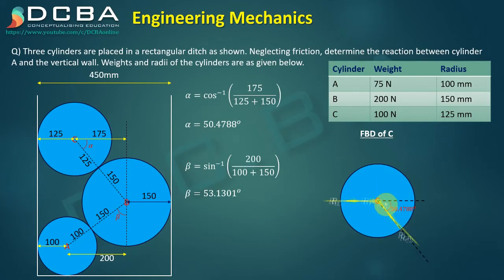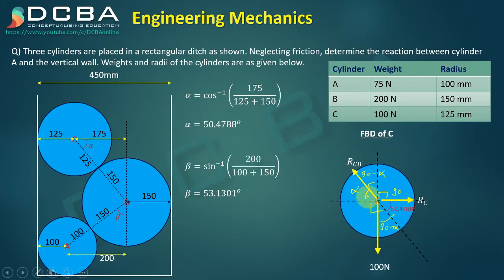Okay, so I bring all the tails of the forces to a single point, and since I know this angle is alpha, this would be 90. This is alpha, this is 90 minus alpha, this is 90 minus alpha, and this is again 90. Right? So from this we can find all the angles. So we get these angles as 129.5212, 140.4788 and 90 degrees. Okay, so now we can apply Lami's theorem to this.